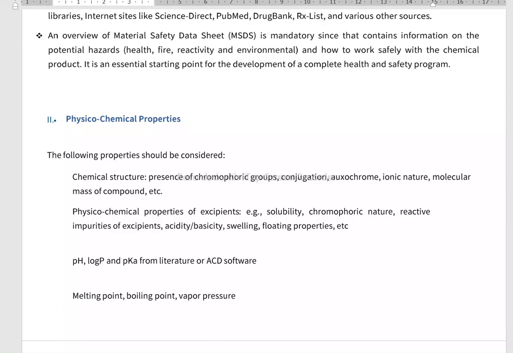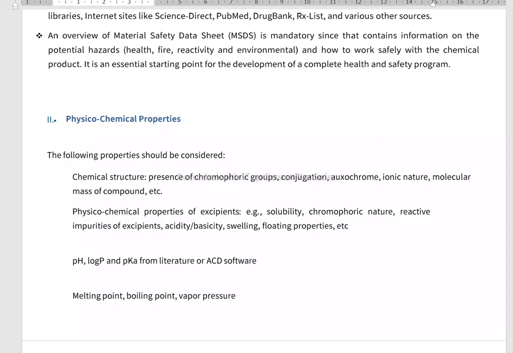So before starting the method development, you should know the chemical structure of the molecule. In the chemical structure, you should find out what chromophoric groups are present in it. Is there any conjugation? Is any auxochrome functional group present? What is the ionic nature of your molecule? What is the molecular mass of your compound, etc.